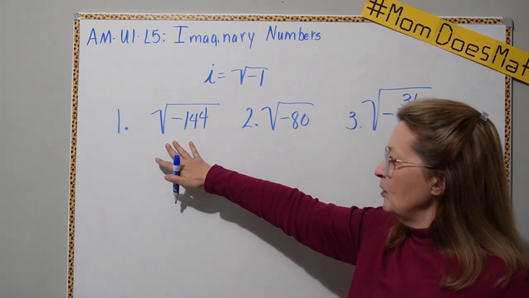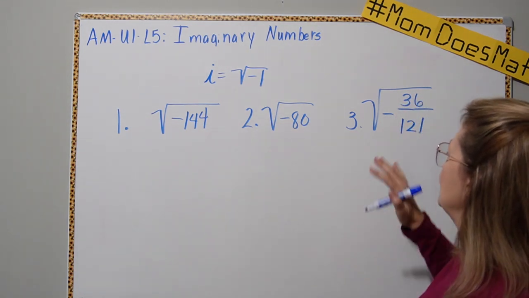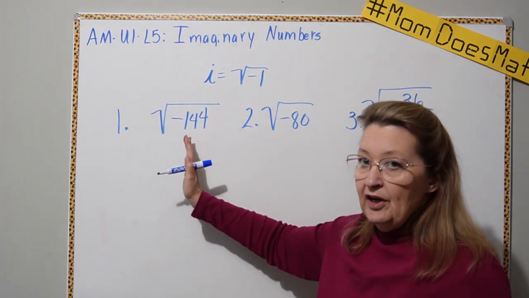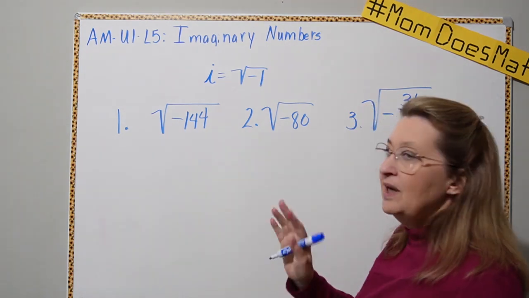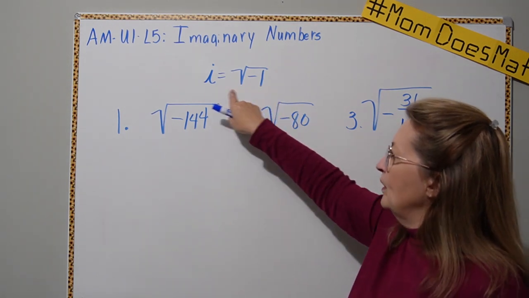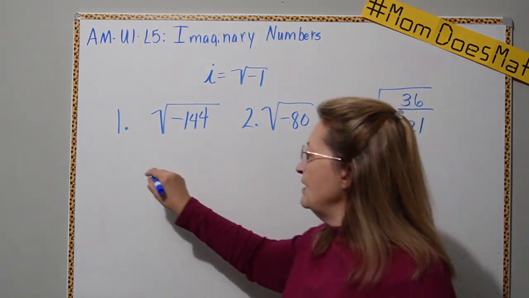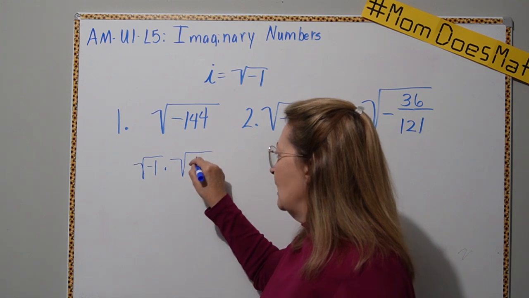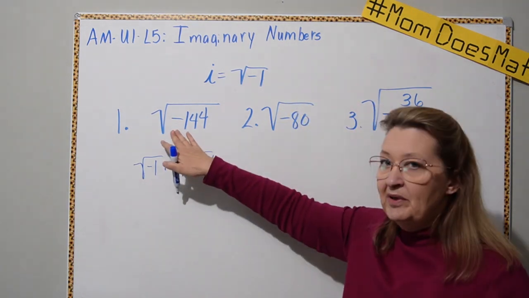So here are our first three problems: the square root of -144, the square root of -80, and the square root of -36/121. Before imaginary numbers, you just didn't have an answer for this, but now you can use this manipulation technique. If the square root of -1 is equal to i, let's see what happens if I rewrite this as the square root of -1 times the square root of 144, because a negative times a positive would give me the negative back.